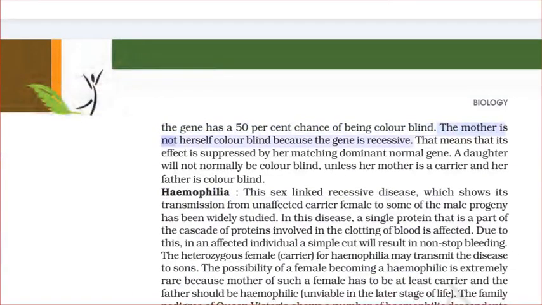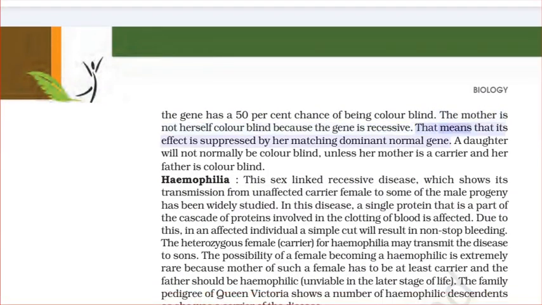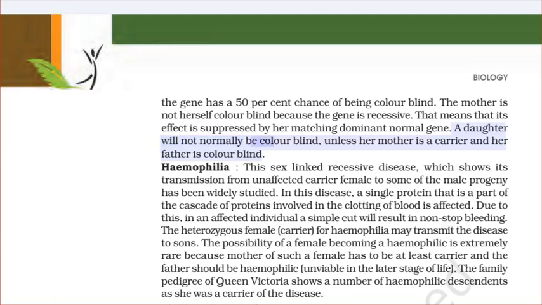The mother is not herself colorblind because the gene is recessive. That means that its effect is suppressed by her matching dominant normal gene. A daughter will not normally be colorblind unless her mother is a carrier and her father is colorblind.